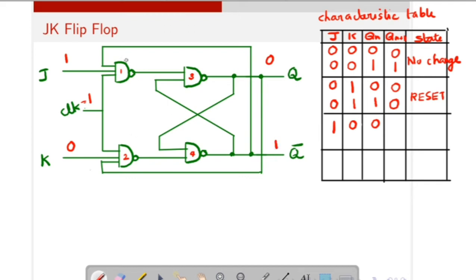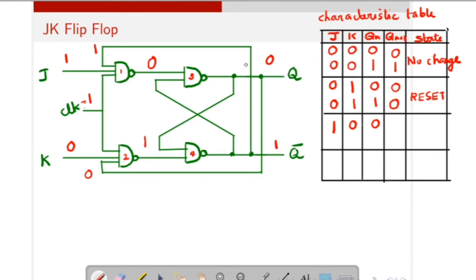So for the first NAND gate, these two inputs are 1. Then consider the third input. Third input is also 1. All the inputs are 1. Then output is equal to 0. Then for the second NAND gate, this clock is equal to 1. K is equal to 0. Then the third input is also 0. So one of the inputs is equal to 0, which means output is equal to 1.